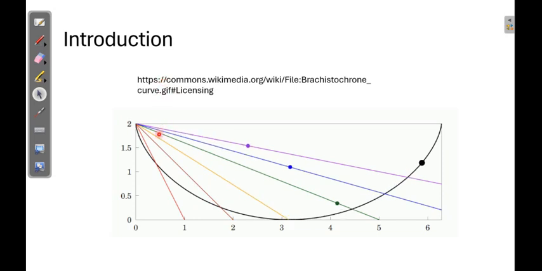The brachistochrone problem is about finding the curve along which a particle will slide in the shortest time. As we can see, this black particle is always sliding and reaching the points faster than all the other particles that are moving along the straight lines.